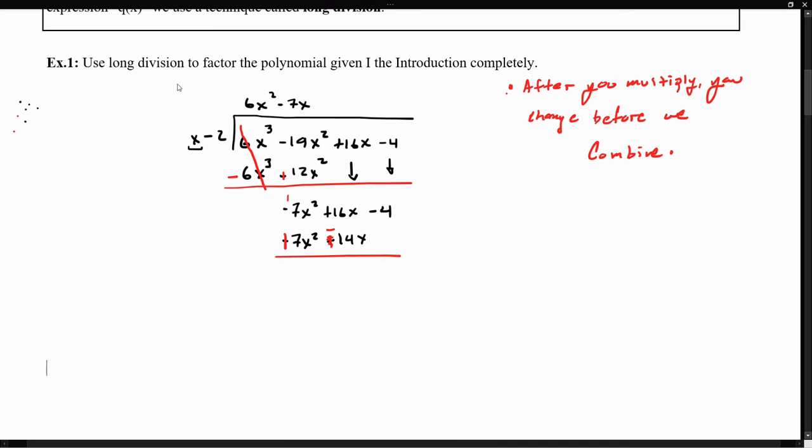So this is going to cancel out, which is essentially what we wanted. And now let's combine the rest. 16x minus 14x, well, that's equivalent to just 2x. And now we're going to bring this down, -4. And we're done with the second step. Notice that we're doing the same step, but now we're going to do it as many times as possible. Now we repeat the process. After we combine, we repeat the process.